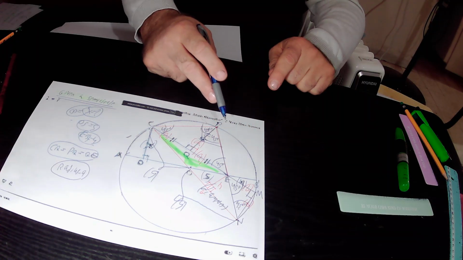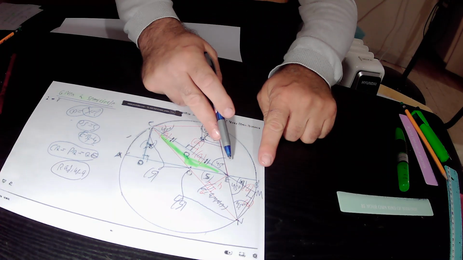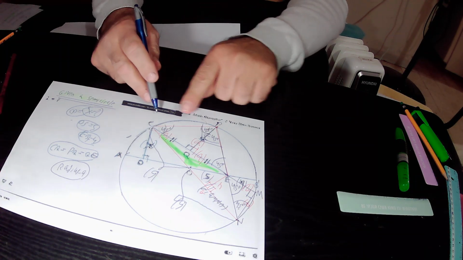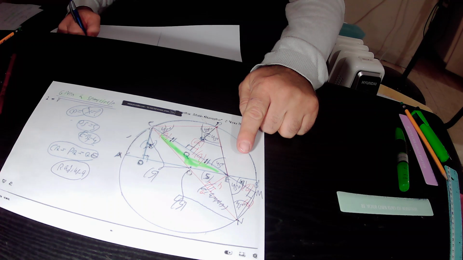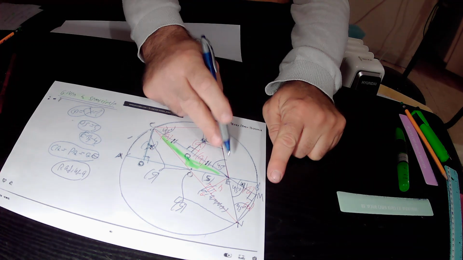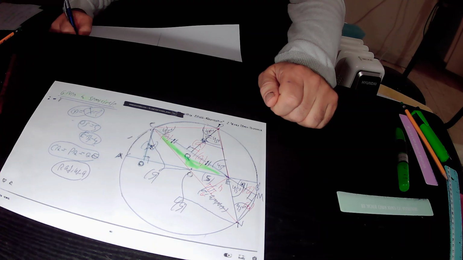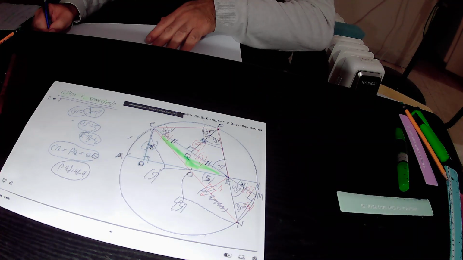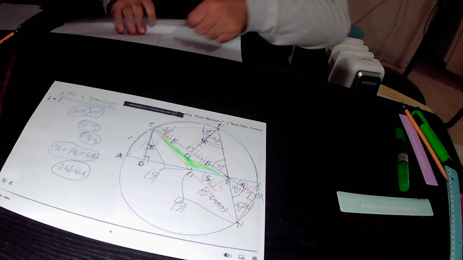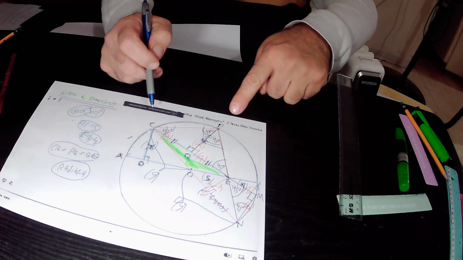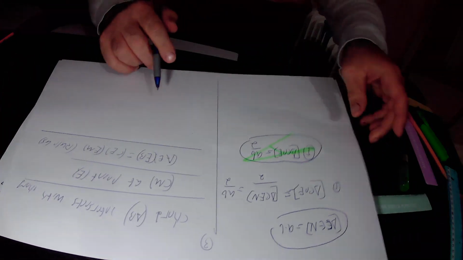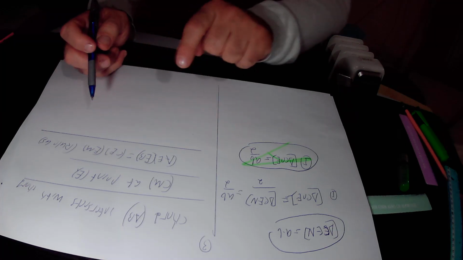AE times AB equals CE times EM. And again, according to rule 65, the following equation is true in our drawing. Because chord AB intersects with chord CE at point E, the following equation is true: AE times EB equals CE times EM.